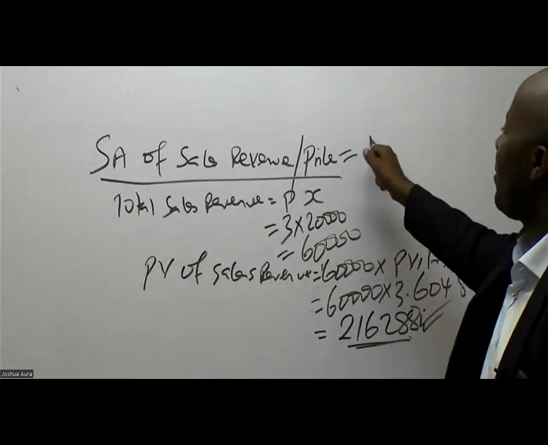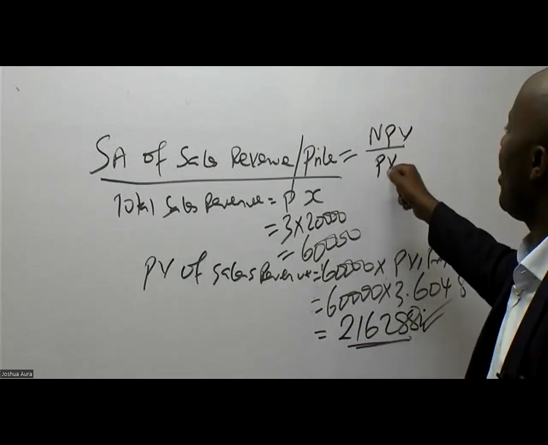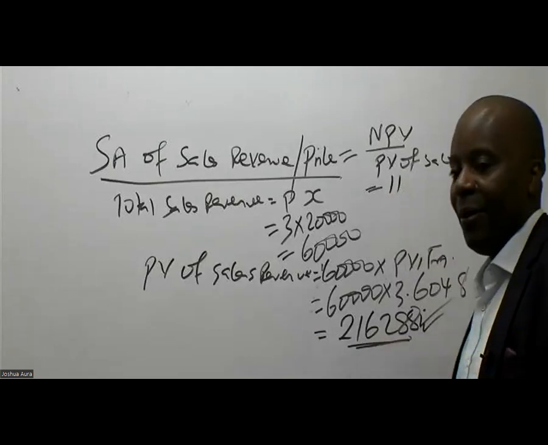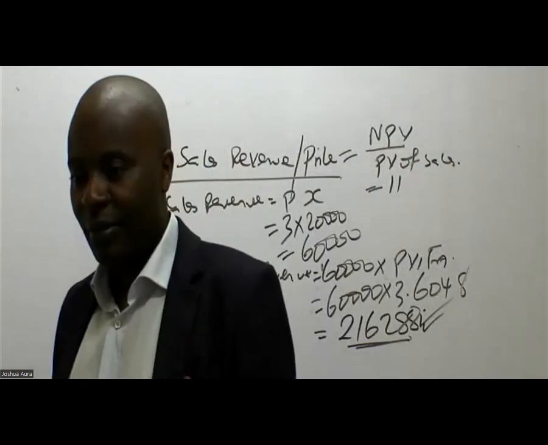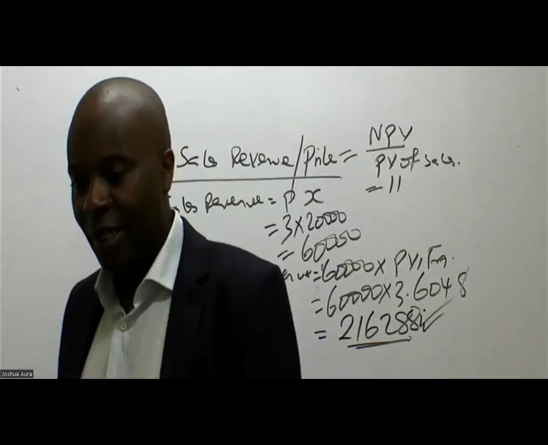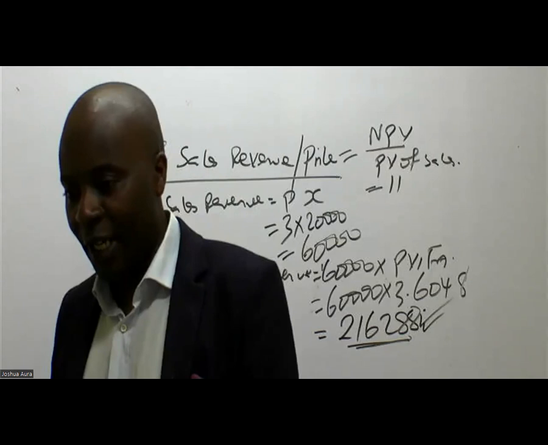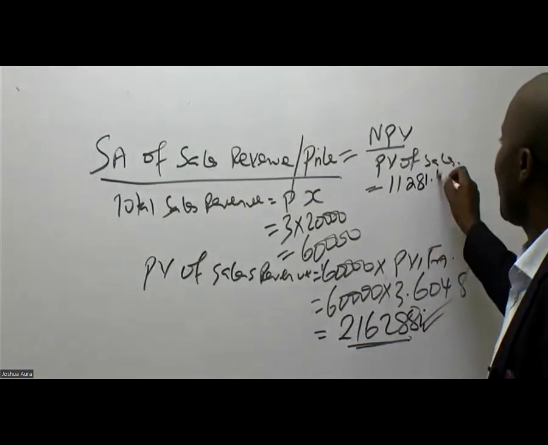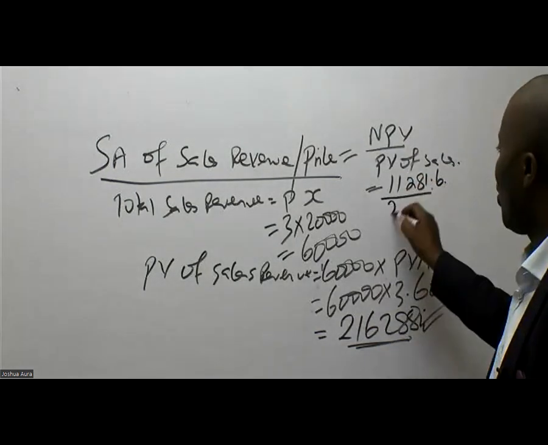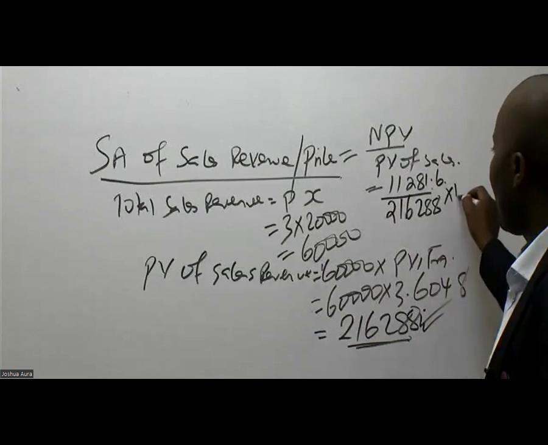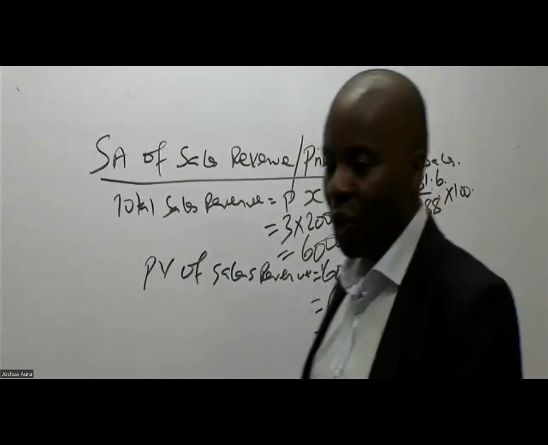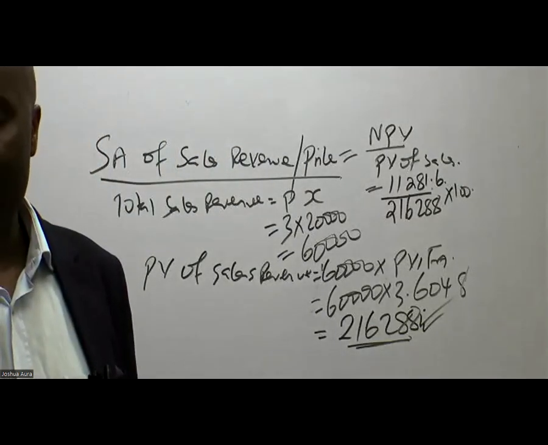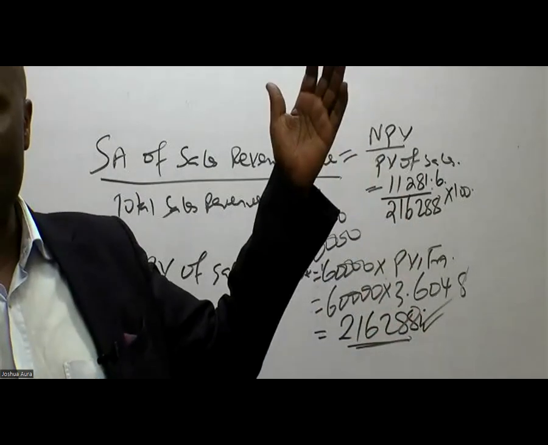From there, remember, this will be NPV over present value of sales. So then this one here will be NPV. NPV, you can remind us the NPV. I don't have to keep so many things in my head. The NPV is 11,081.6. Thank you very much. Over the present value of sales, which is 216,288, whatever I get, times 100. So I should be able to get that sensitivity analysis, which is 5.22. And I'm so happy because all of us got that correctly.